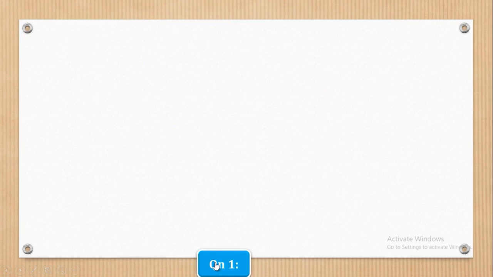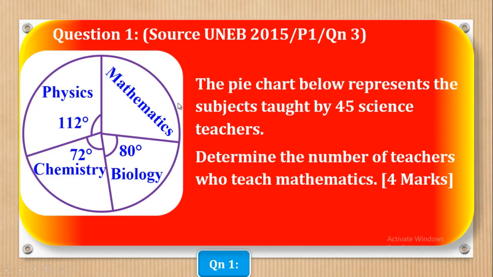Now we shall start with question 1. Question 1 says the pie chart below represents the subjects taught by 45 science teachers. Determine the number of teachers who teach mathematics. I think we realize that the angle corresponding to mathematics is not given, but what we know is that the total of all the angles must add up to 360.